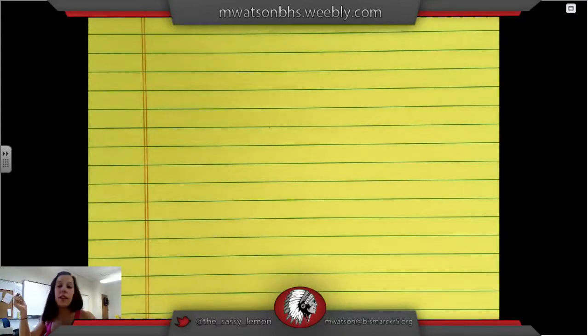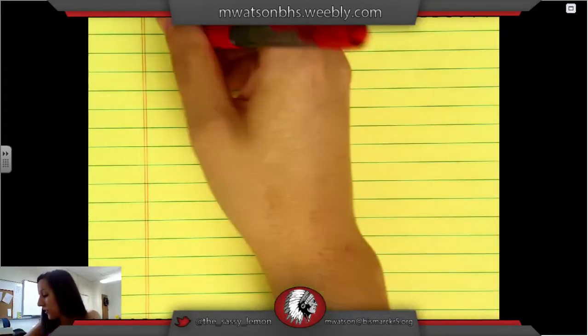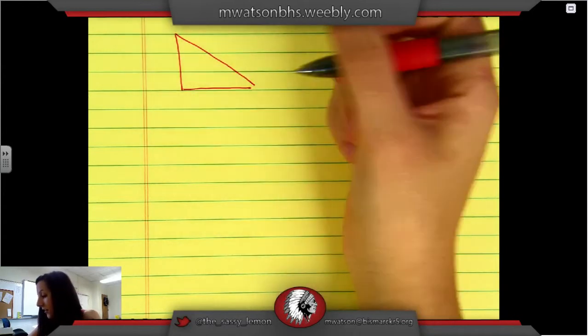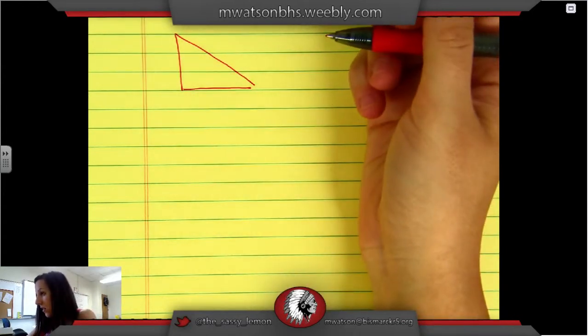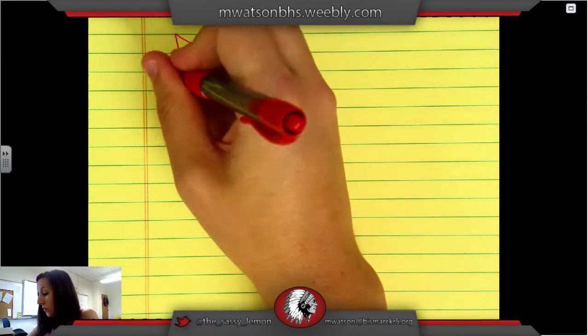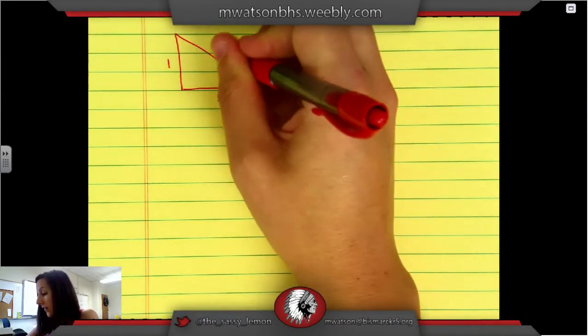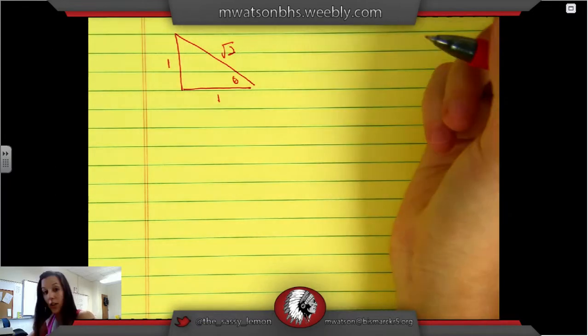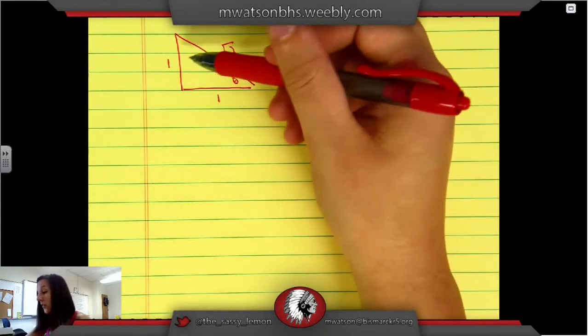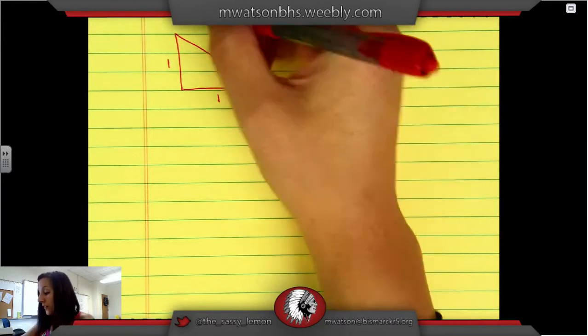Okay, so before we get started with today's lesson, I want to analyze, does it matter if your triangle is big or small? Does that affect the angle measure? So say we have a triangle. This is one of our special triangles. It's a 45, 45, 90.